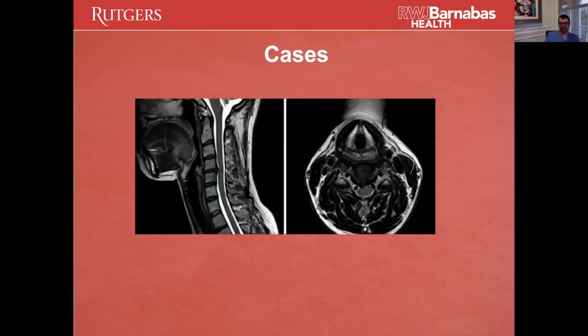So with this herniated disc, this is causing a C5 palsy, C5 radic.